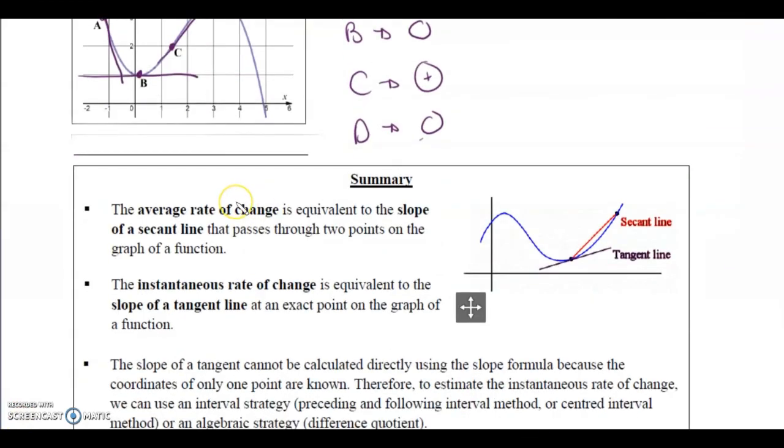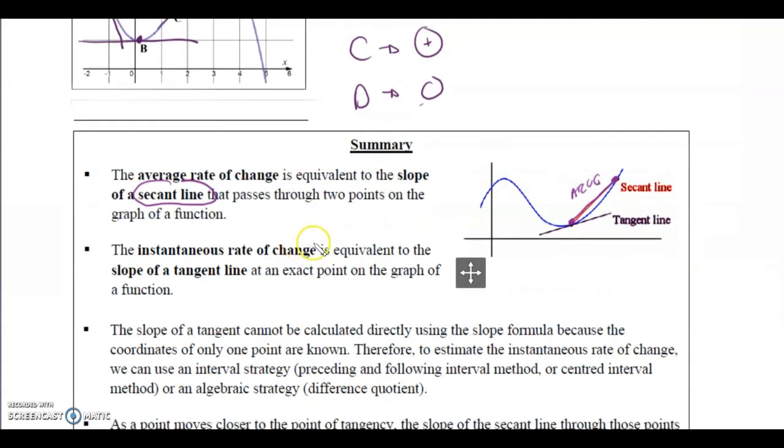So here's some of the summary. The average rate of change is equivalent to the slope of a secant line, right? And remember, a secant line passes through 2 points on the graph of a function. We can see that here. This is a secant line. Now, instantaneous rate of change is equivalent to the slope of a tangent line. Remember, a tangent line touches a curve at 1 point. Right? Just an exact point, and that's called a tangent.